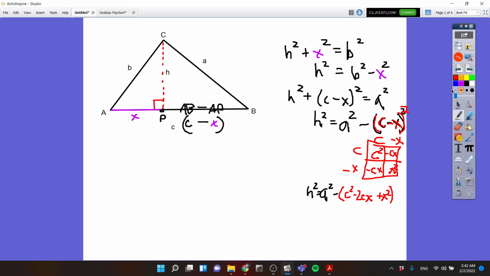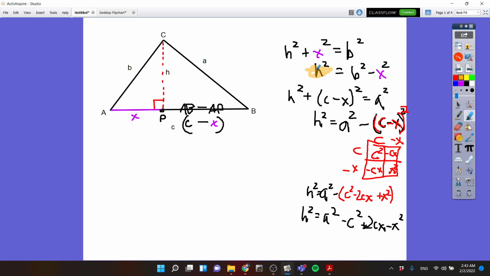And good. Next, I'm going to go ahead and distribute this negative. So just simplifying this equation all the way, because I know where we're going with it. And when I simplify, I have h squared equals a squared, and then minus c squared, minus negative 2cx is positive 2cx, and then minus x squared is minus x squared. Great. Next step I'm going to go to is that h squared here, maybe purple is bad because I use purple for x. Maybe you don't care.